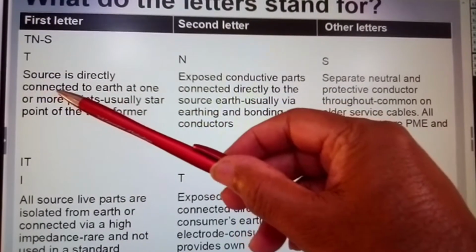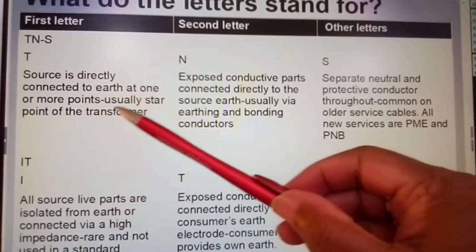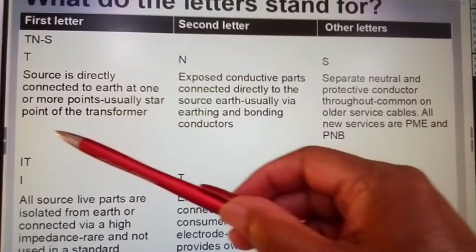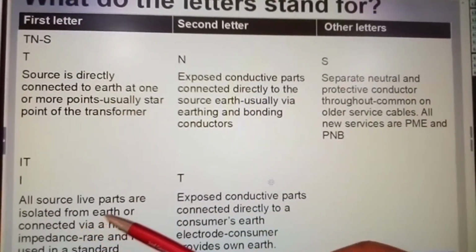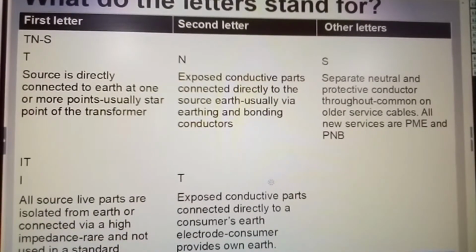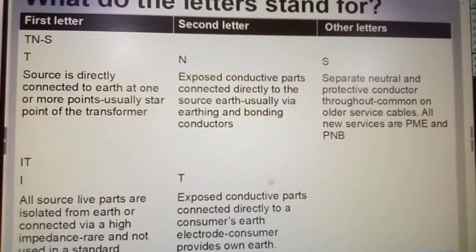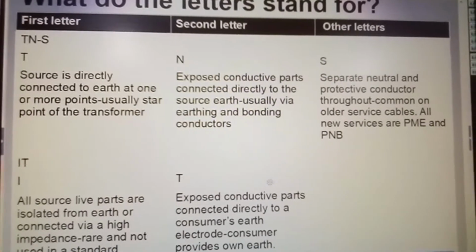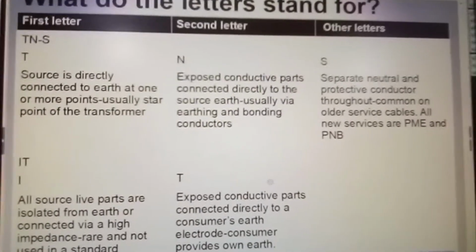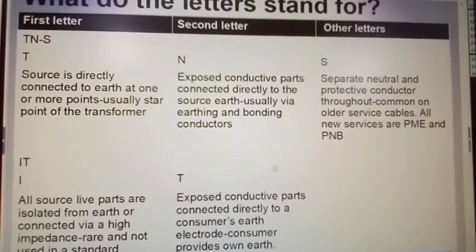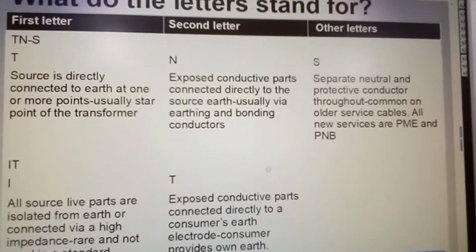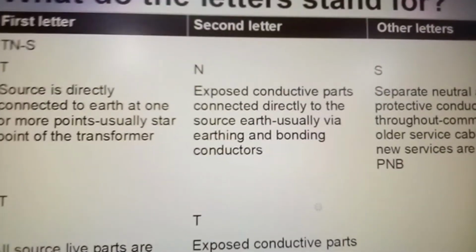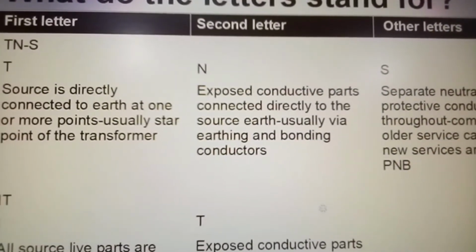TNS: T, source is directly connected to the earth at one or more points, usually the star point of the transformer. IT: I, all source live parts are isolated from the earth or connected via a high impedance, rare and not used in a standard installation. Now you can read these for yourselves. You don't need me to read them out to you. I'll make sure that they can be seen.